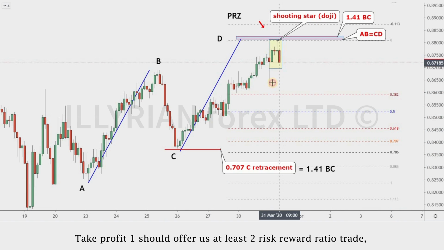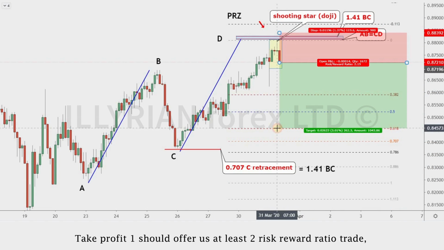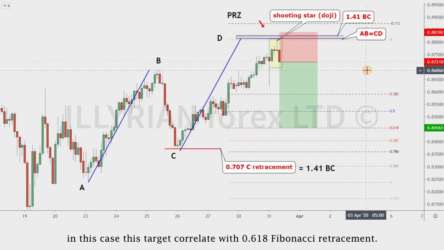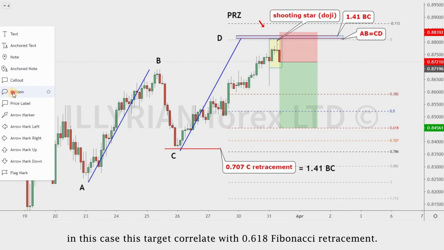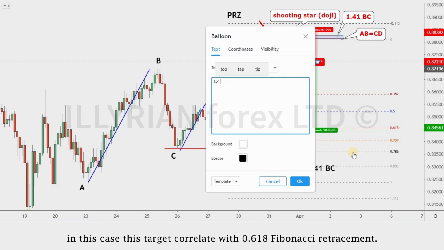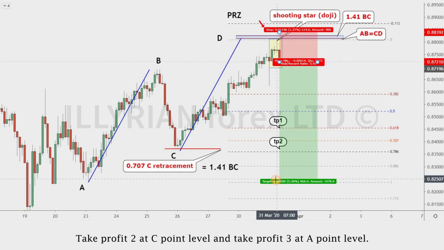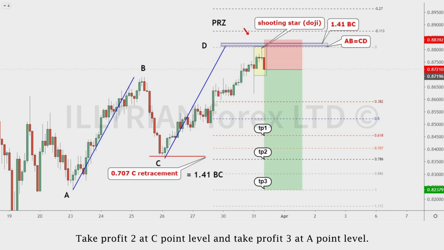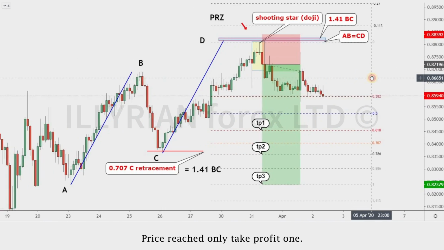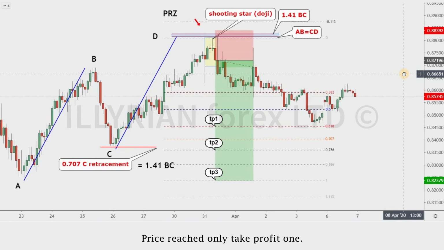Take profit 1 should offer us at least a 2 risk-reward ratio trade. In this case this target correlates with the 0.618 Fibonacci retracement. Take profit 2 is at the C point level and take profit 3 at the A point level. Price reached only take profit 1.